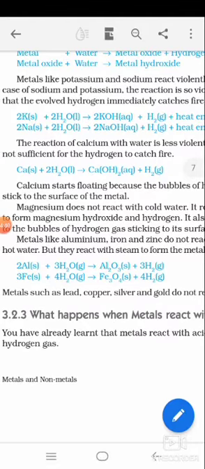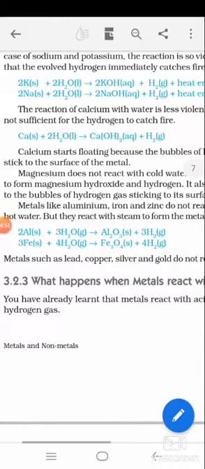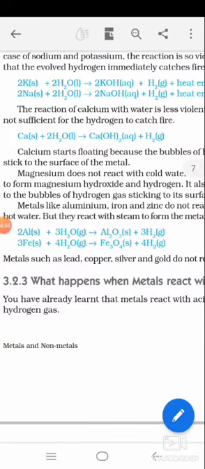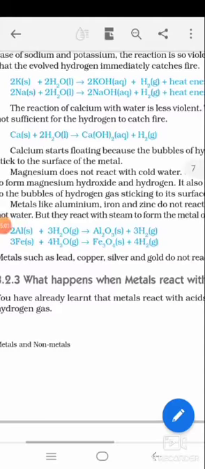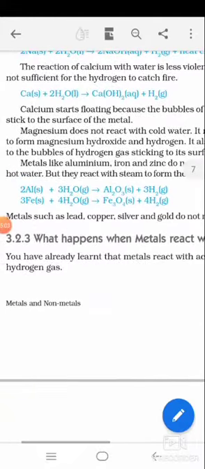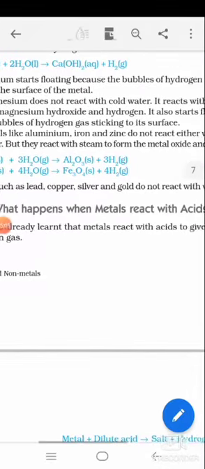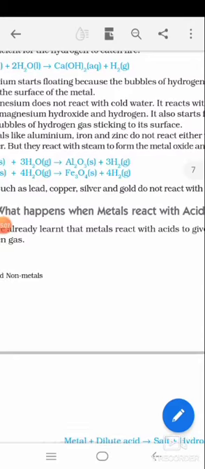Sodium and potassium are highly reactive. Calcium is less reactive with water. Magnesium does not react with cold water, only with hot water. Then aluminum, iron and zinc do not react with cold or hot water, but only with steam. Lead, copper, silver and gold do not react with water at all.